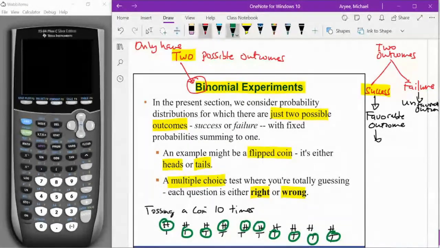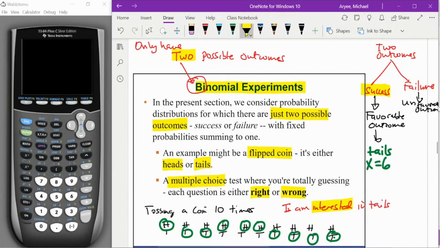Suppose I am interested in the tails. Then whatever I am interested in becomes my success. So in this case, my success will be the tails. I have 1, 2, 3, 4, 5, 6 tails. So my success is the tails. And in a binomial, you count how many successes you have, and that is the x. In this case, I could say x equals 6 because I'm able to get 6 of what I am interested in.